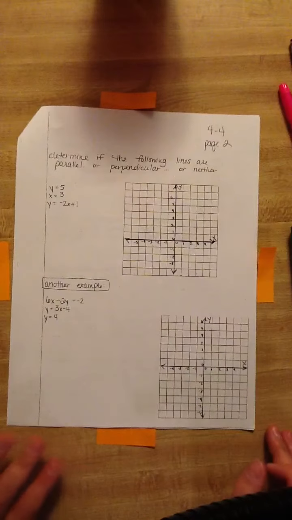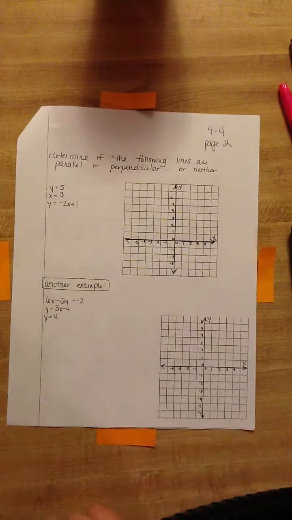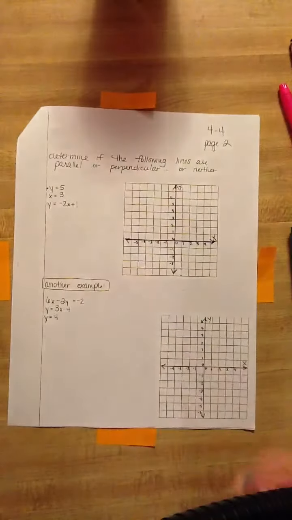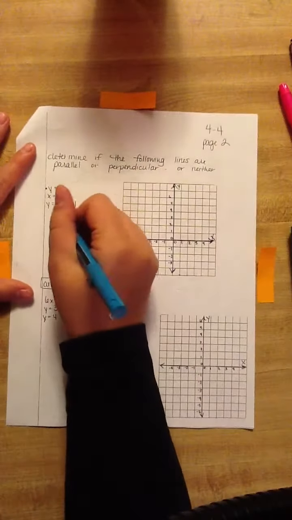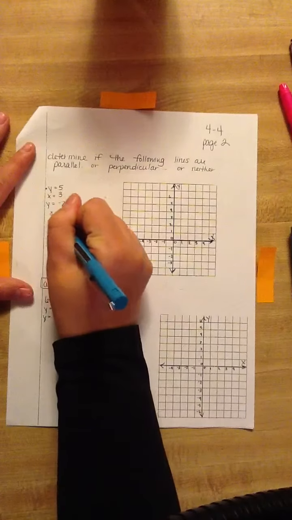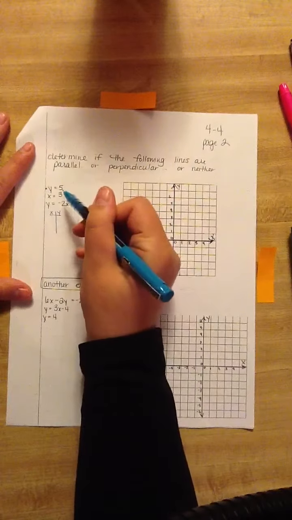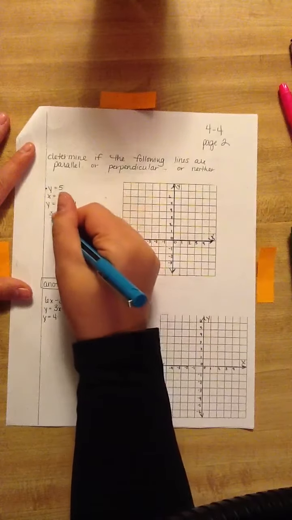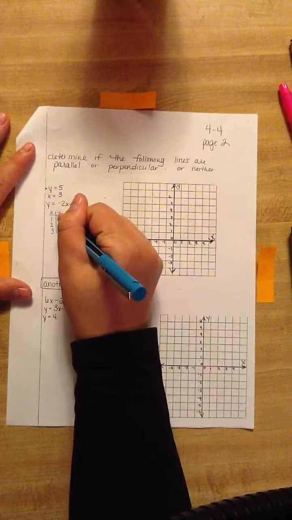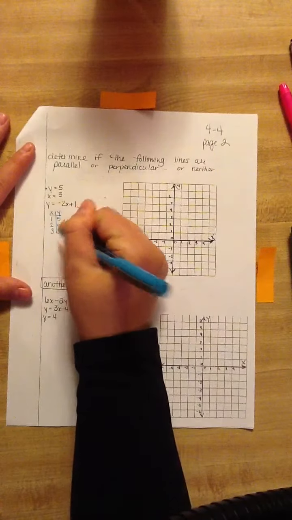It asks me to determine if the following lines are parallel or perpendicular or neither. So let's start with y equals 5. Remember that if you just have a variable alone, you make a t-chart. You start with x and y. And this one tells me that y equals 5. So it doesn't matter what I choose for my x value. So I'm going to choose 1, 2, and 3. It doesn't matter. Y will always just equal 5.